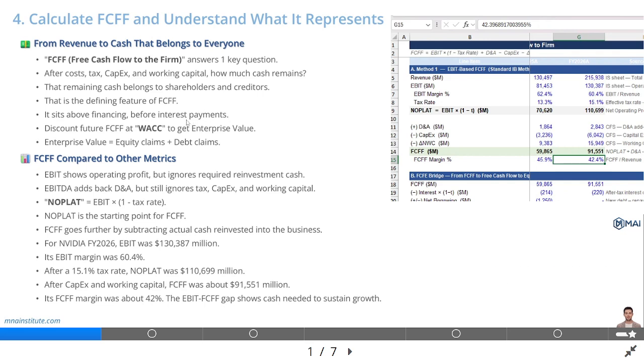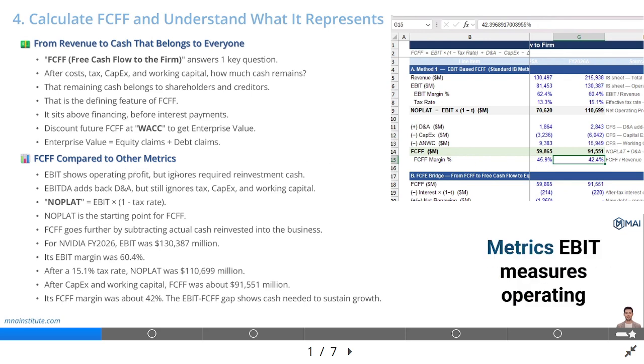It sits above the financing layer, before interest payments are deducted. When you discount future FCFF at WACC, the result is the enterprise value, the combined value of the claims held by both shareholders and debt holders.